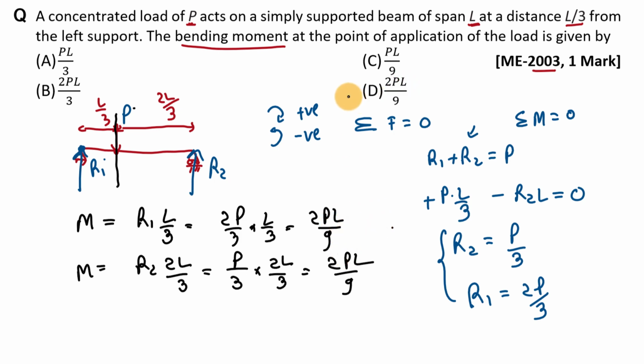So here our answer will be option D, 2PL by 9. And this question is for 1 mark.